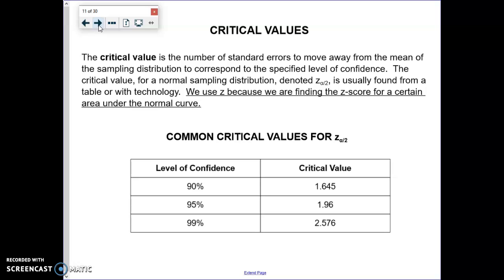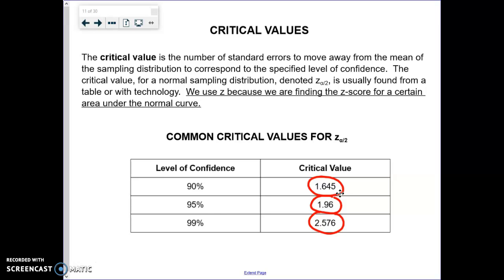So for a 90% level of confidence, your critical value is going to be 1.645. Okay, if you can memorize that, it'd be perfect. If not, I'll show you how you can find it. 95% is 1.96, and then for 99% it's 2.576. So again, unlike a t-distribution, where with very small sample sizes the critical values can change for those levels of confidence, these are basically the three we're going to use.